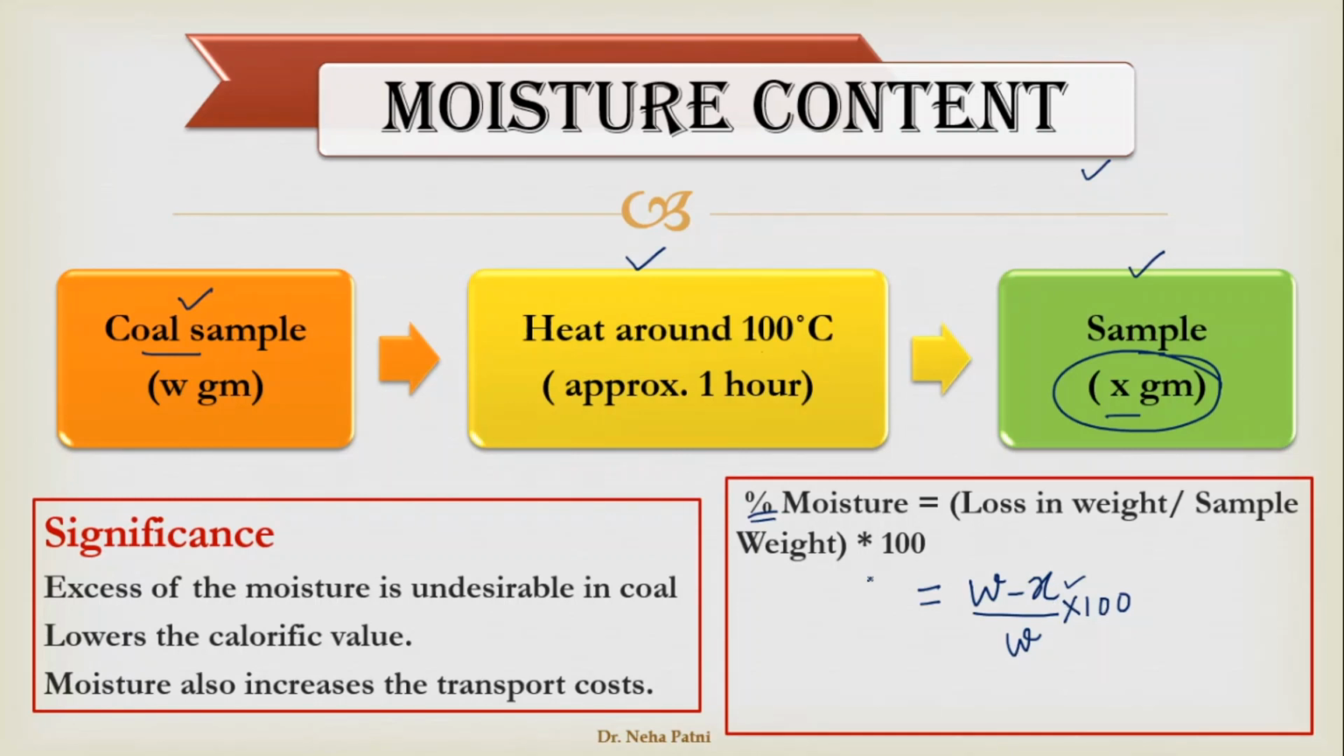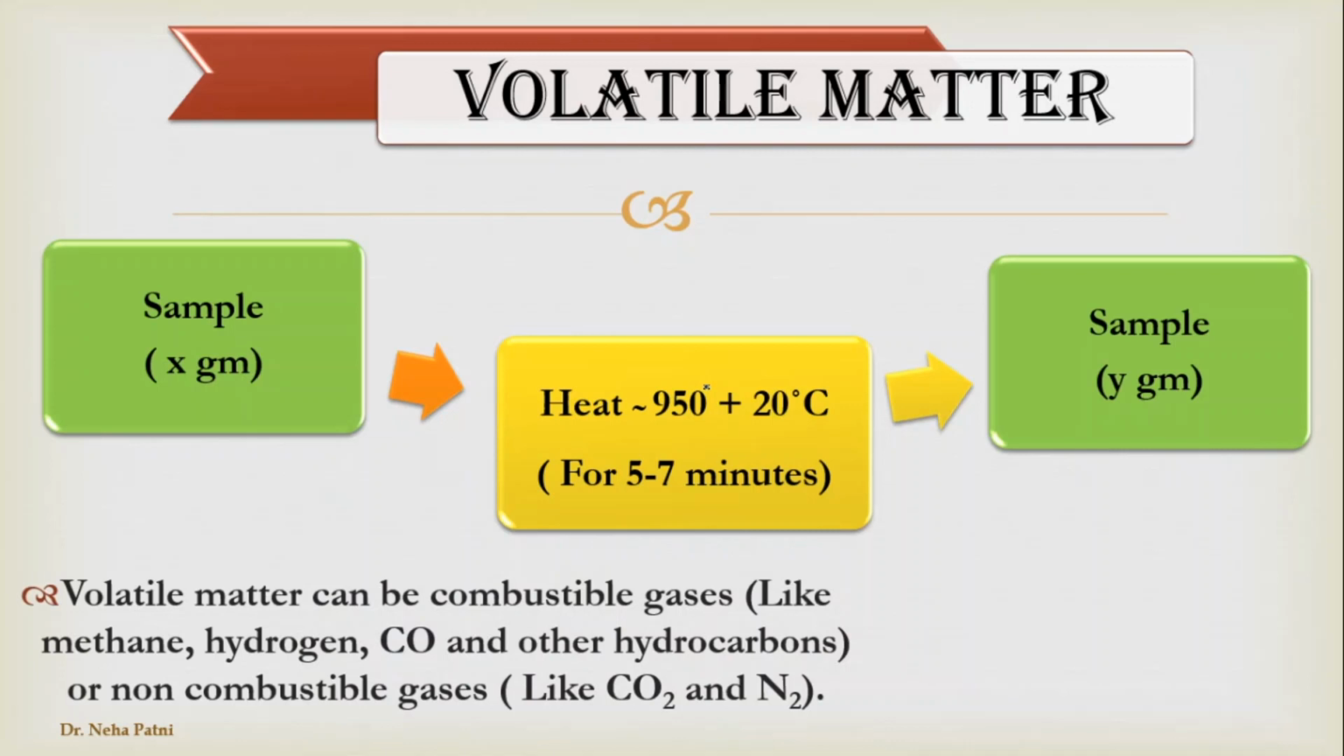What is the significance of doing this? We need to know how much moisture is present, because if the moisture is in excess, it lowers the calorific value. So the greater the moisture, the lesser the calorific value, and obviously the quality of the fuel degrades. Similarly, it increases the transportation cost. In fact, the storage and handling costs also increase, and it is inconvenient to handle moist fuel. So basically the moisture content present in the fuel should be low, and for that we do this check. Let us go ahead with the next step.